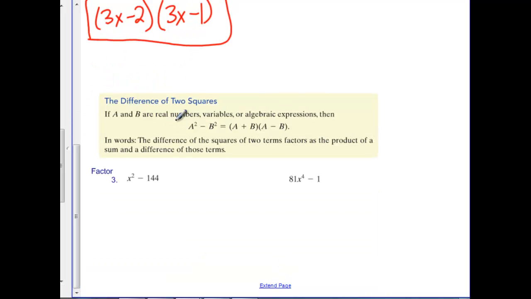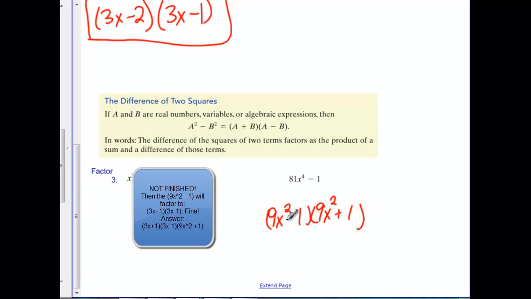Whenever we're factoring the difference of squares, go ahead and set it up. Whatever you square to get this first one, you put in the front of both. So what do you square to get 81x to the fourth? 9x squared. What do you square to get 1? 1. And then opposite signs.